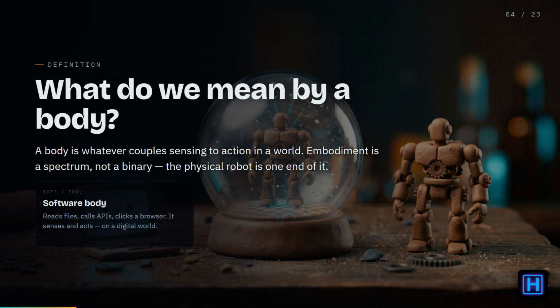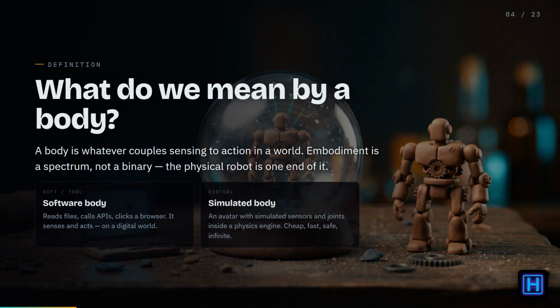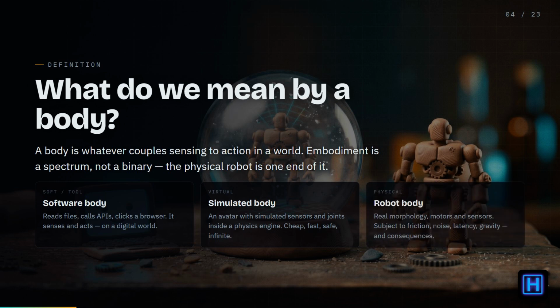Simulated body: an avatar with simulated sensors and joints inside a physics engine. Cheap, fast, safe, infinite. Robot body: real morphology, motors and sensors, subject to friction, noise, latency, gravity, and consequences. The principles are shared across all three. The physics is only unforgiving in the last one.